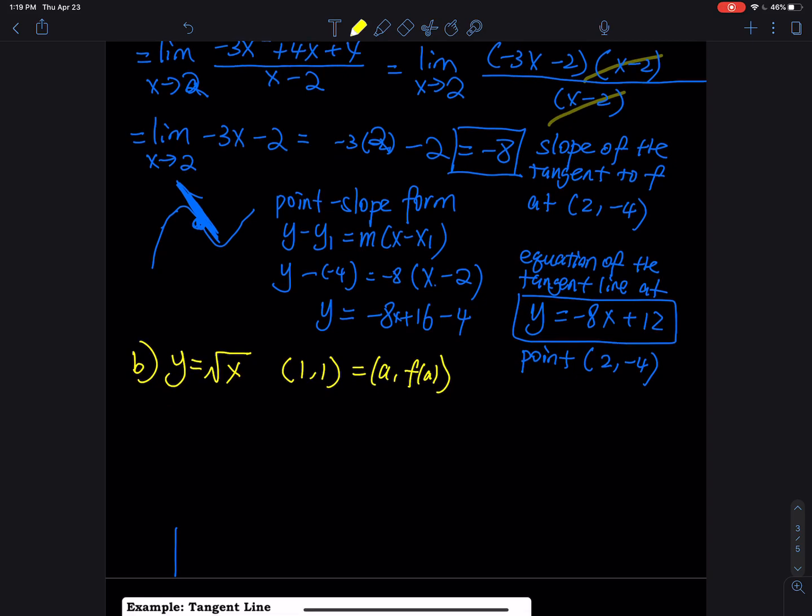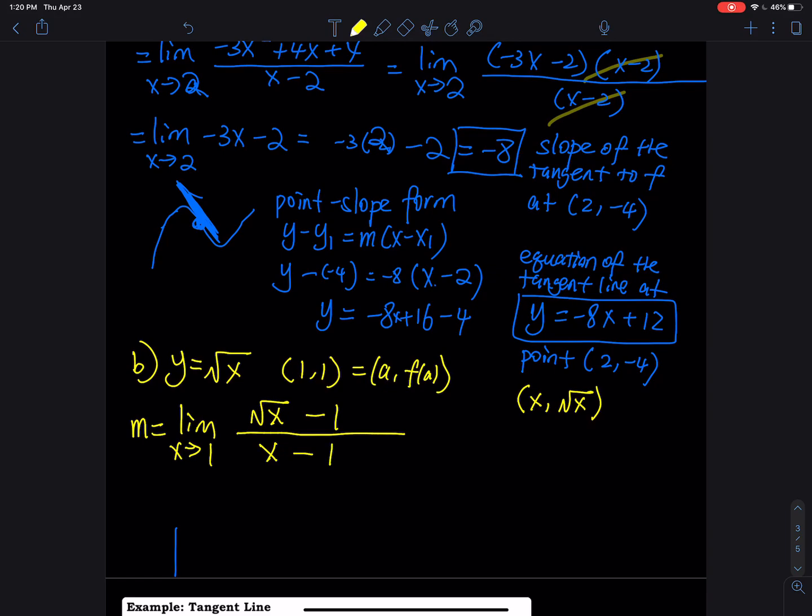And then what is the slope of a secant line? So we have limit as x approaches 1. We have y2 minus y1. The other point is x comma what? x comma the square root of x. So we have y2 minus y1 and then divided by x2 minus x1.